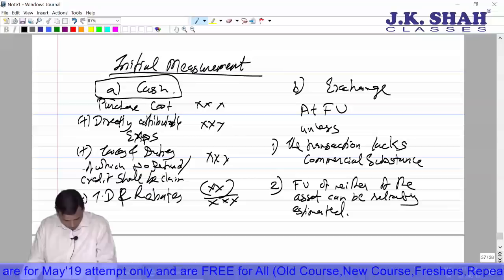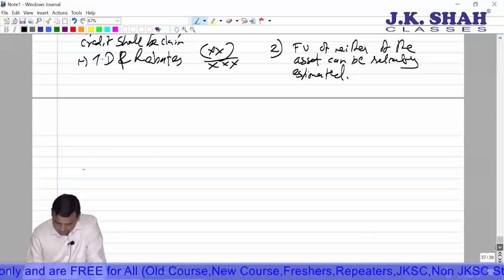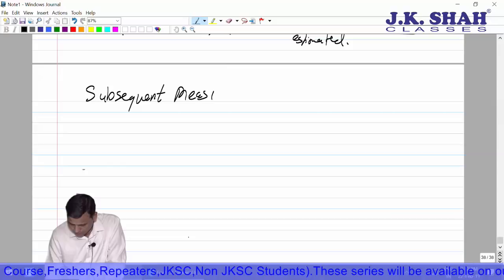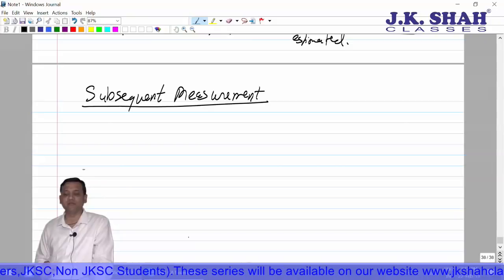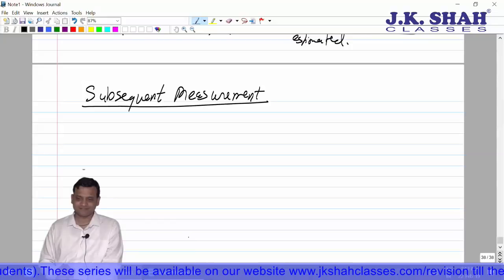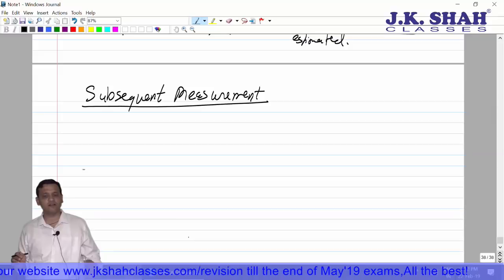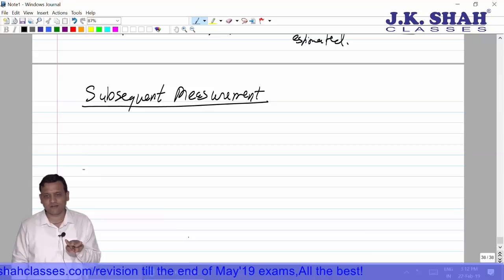Now, subsequent measurement. In IND AS 16, what did we have? Do you remember? See, initial recognition, the first time, always at cost. Then, every year, you had two models. Which two models were there? Cost model or revaluation model.